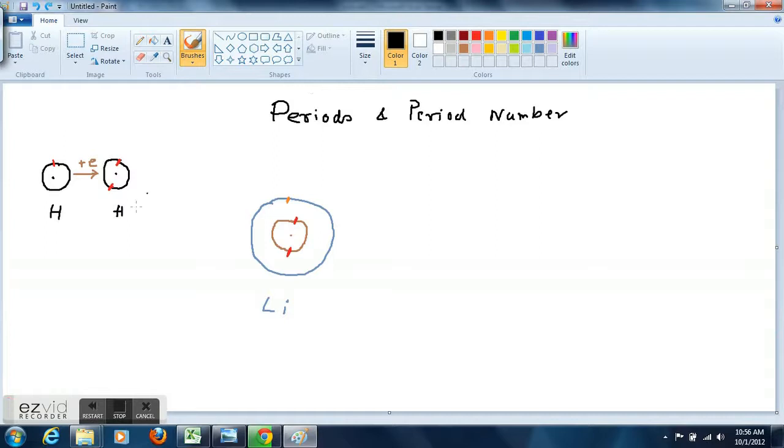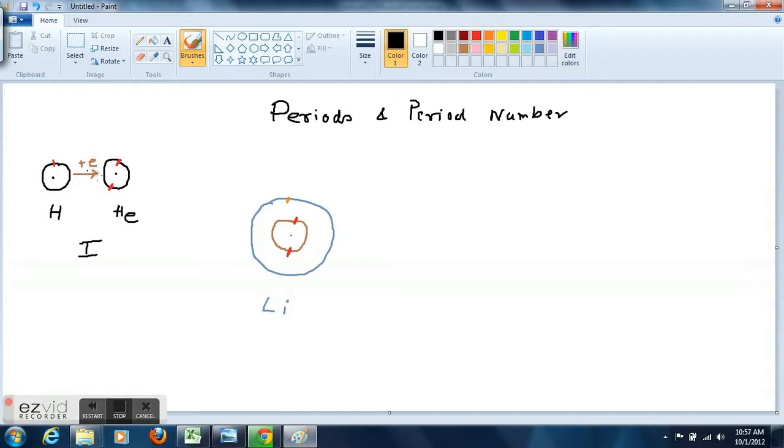Period 1 has only two elements, hydrogen and helium. Hydrogen has only one proton in the nucleus and one electron in the first shell, which is its only shell. When one more electron is added to the outermost shell, we get the next element in the same period, which is helium. It is the shortest period, with only two elements.